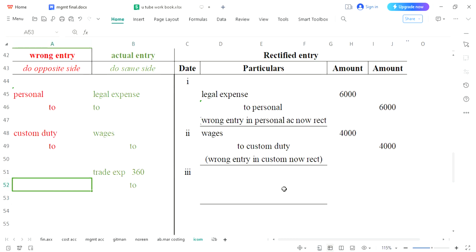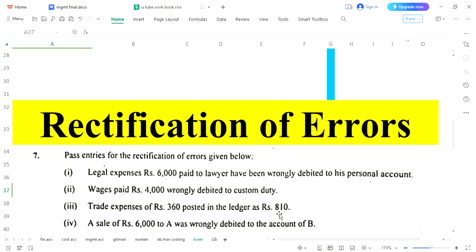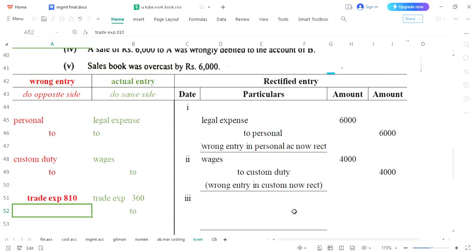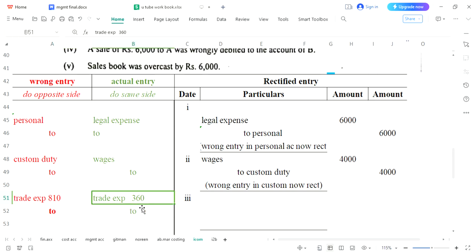So there is a different kind of mistake. We have written trade expense on the right side, but what happened? We put the amount 810 in trade expense. Now please understand, our mistake is a little different. It was not the wrong wording, it was actually the wrong amount. Actual amount was 360, and we have written 810. That means more amount has been written.